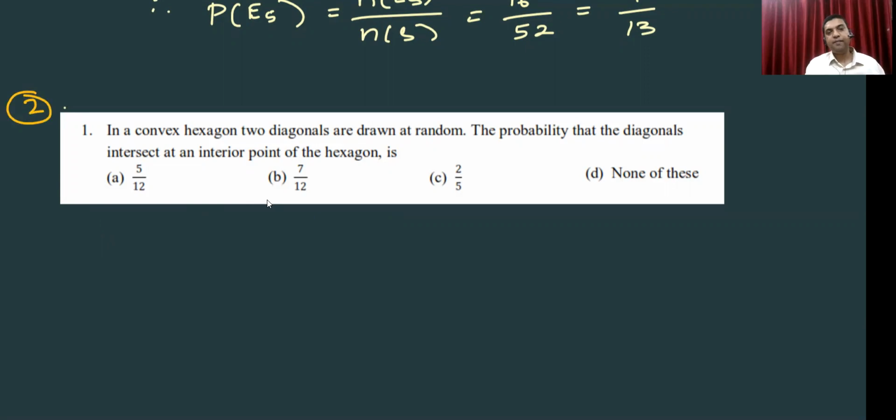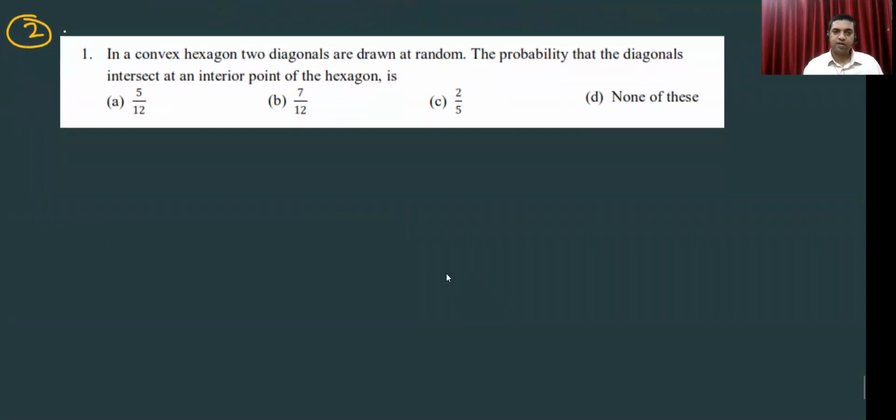A convex hexagon has 6 sides. In a convex hexagon, 2 diagonals are drawn at random. Find the probability that the diagonals intersect at an interior point of the hexagon. So this is the hexagon.